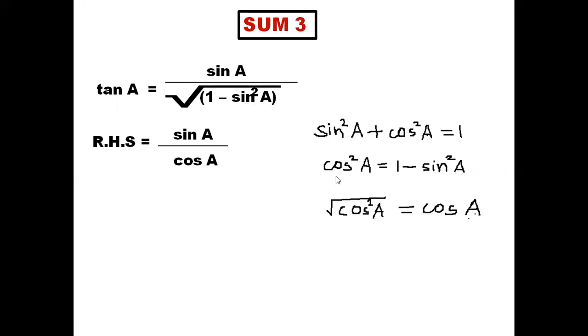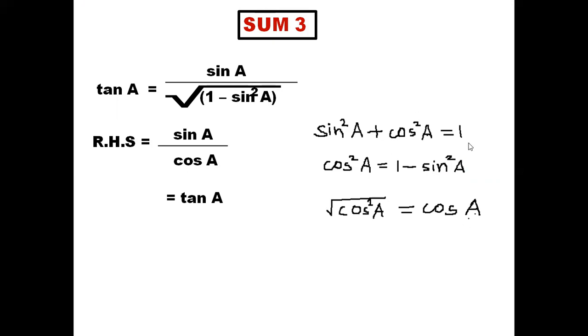So if we take the square root, we get this one. Square root is cos A, right? So cos A equals square root of 1 minus sin square A. So instead of this thing, we have written cos A, right? The numerator remains the same.